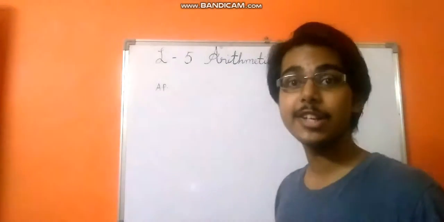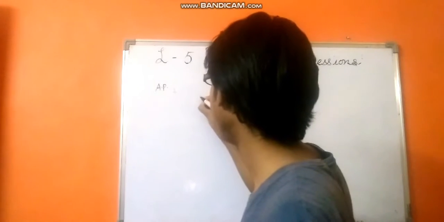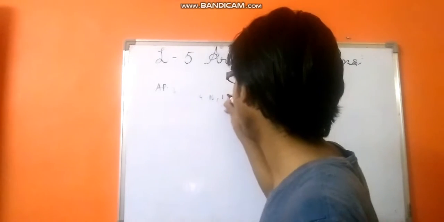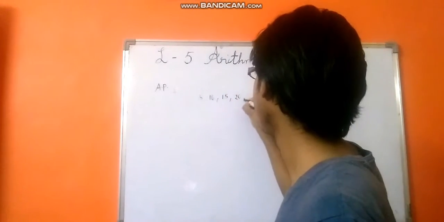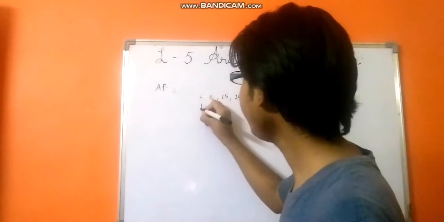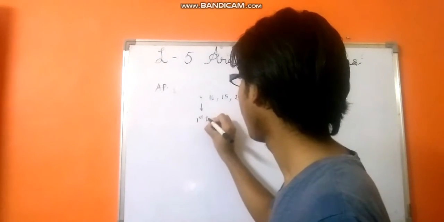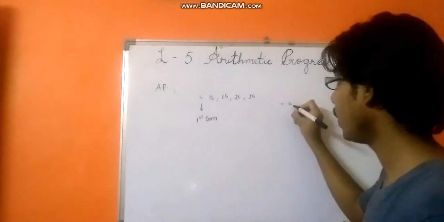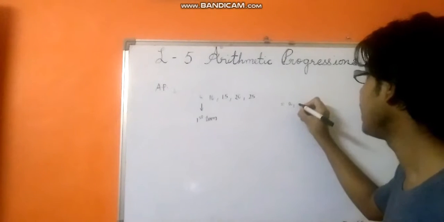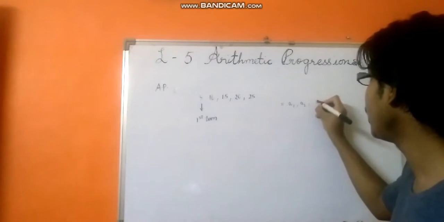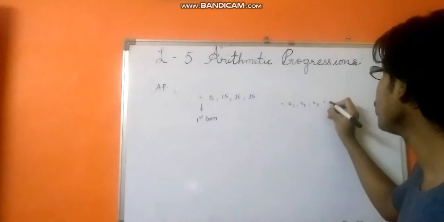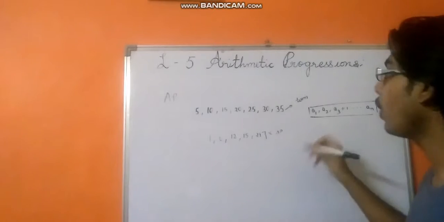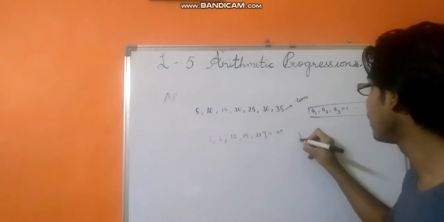Let us consider this AP as 5, 10, 15, 20 and 25. So this is the first term. We denote the terms of an AP as A. So the first term would be A1, the second term would be A2, the third term would be A3, and when it goes on till the nth term, we write it as An. Now what is the common difference? The common difference is denoted by D.